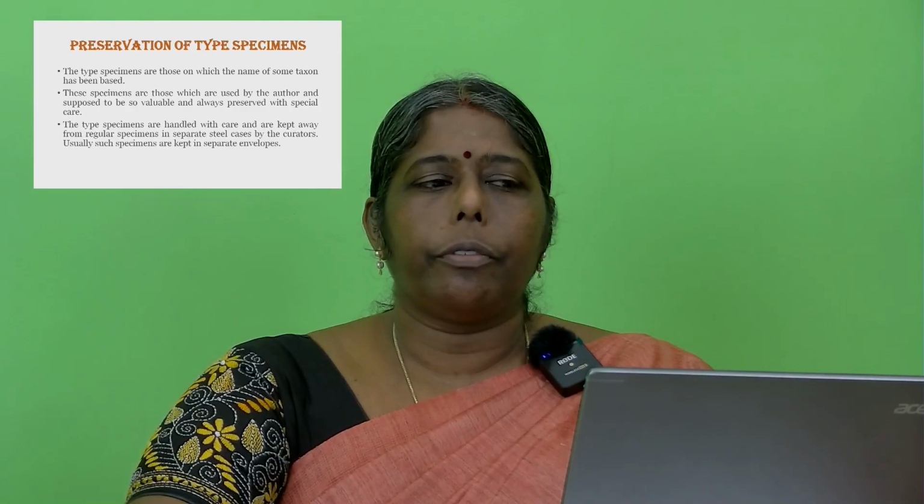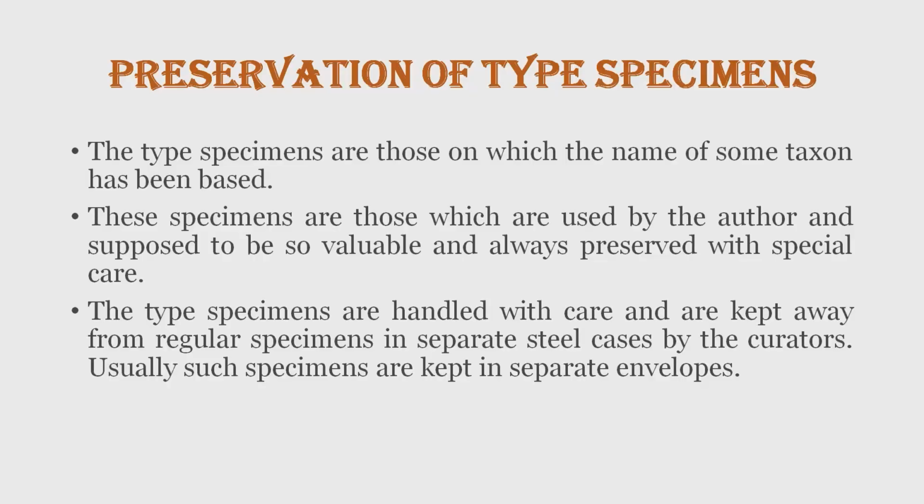So, preservation of type specimens. What is a type specimen? When we designate a particular genus, the specimen which is collected is called the type specimen. For example, you have Bignoniaceae. Bignonia is a type specimen which is very important.